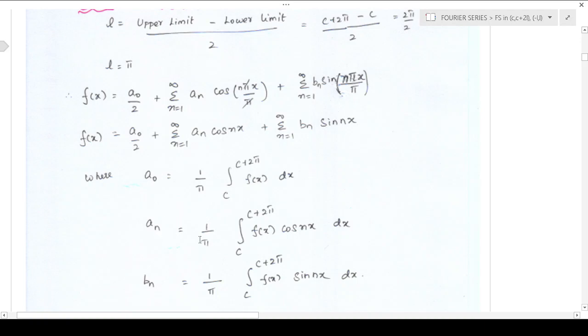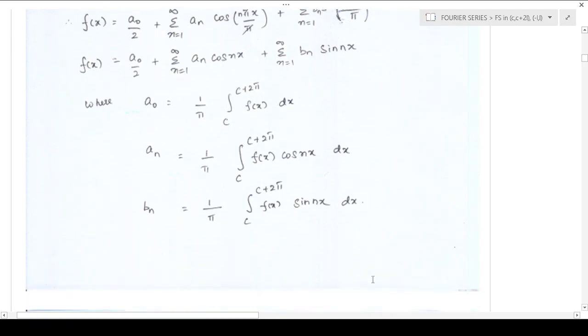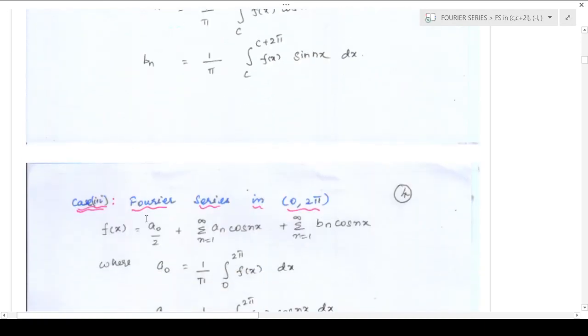Again, a_n is 1 by pi, integral c to c plus 2 pi, f of x into cos nx dx. b_n is also 1 by pi, integral c to c plus 2 pi, f of x sin nx into dx. Now, again, you are going to discuss Fourier series in the interval 0 to 2 pi.